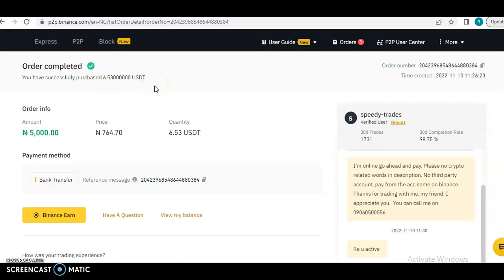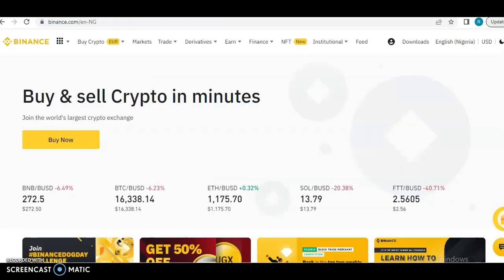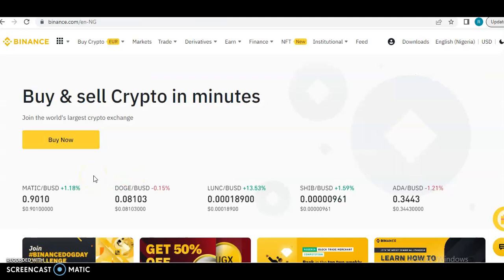So guys, can you see how simple it is for you to buy your USDT on Binance P2P? Binance is a very secured platform. It's very impossible for you to lose your money on Binance. So I just successfully bought my USDT. So I'm going to transfer the money to my spot wallet.